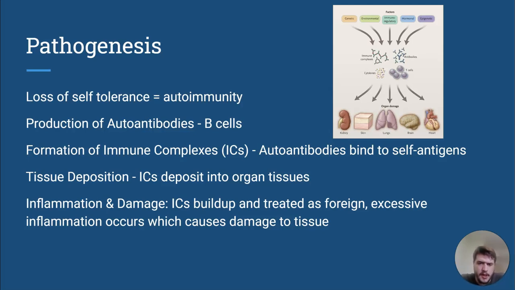So in general, we lose that self-tolerance, and then our B cells start making autoantibodies, which will target our cells. The autoantibodies will bind to the self-antigens and form these immune complexes. And those immune complexes then deposit into different organs, and they will build up, and then they are targeted for destruction by our immune system, which just causes massive inflammation in those organs trying to deal with those complexes, but the inflammation doesn't get stopped when it doesn't need to continue, and that's what causes that damage to the organs.